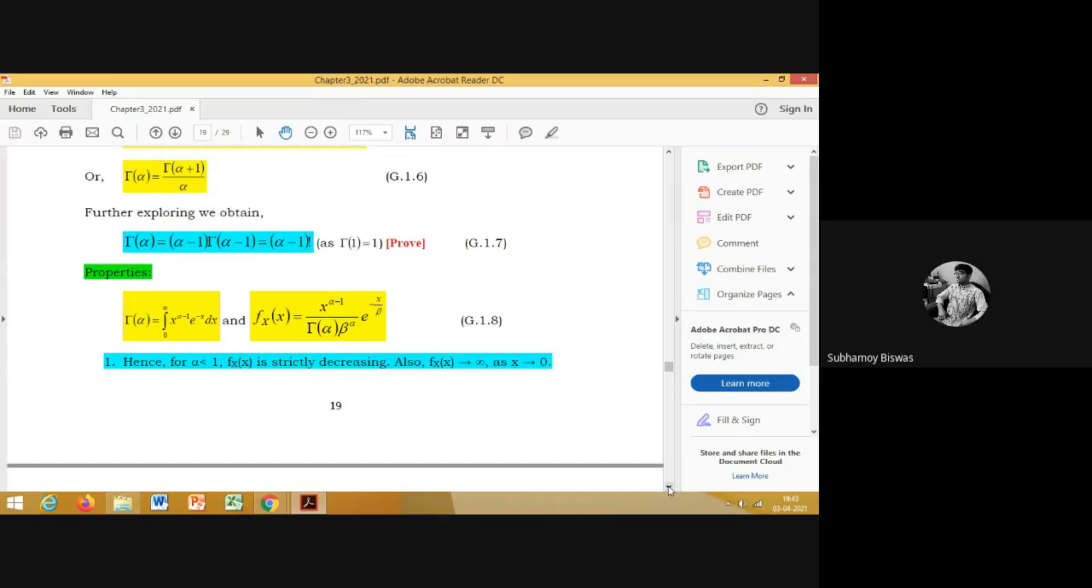It will be of the form of a constant times e to the power x by beta divided by x. It will be of that form. So it will be tending to infinity in that case, as x tends to 0, because the denominator part, these are all constants. The denominator part is constant.